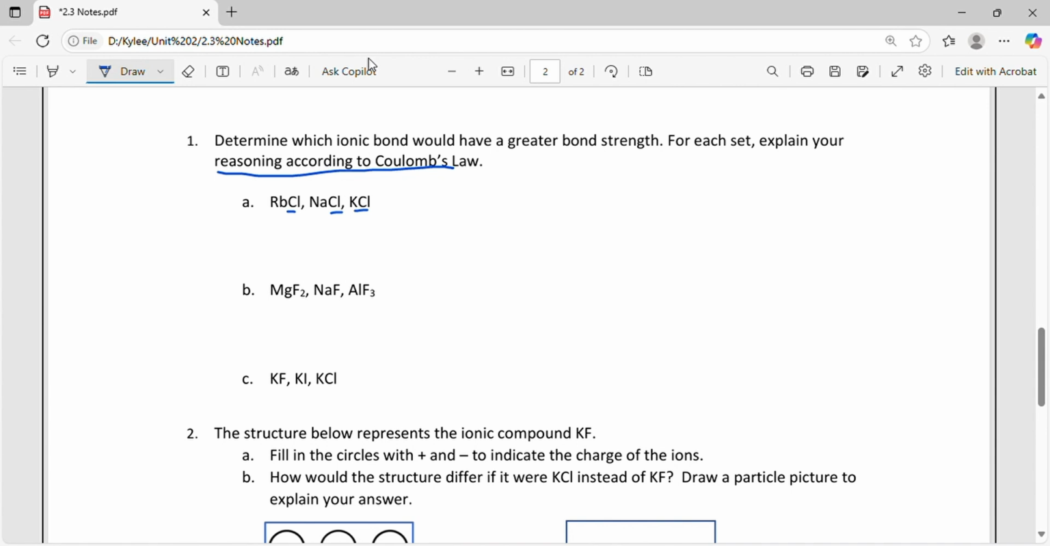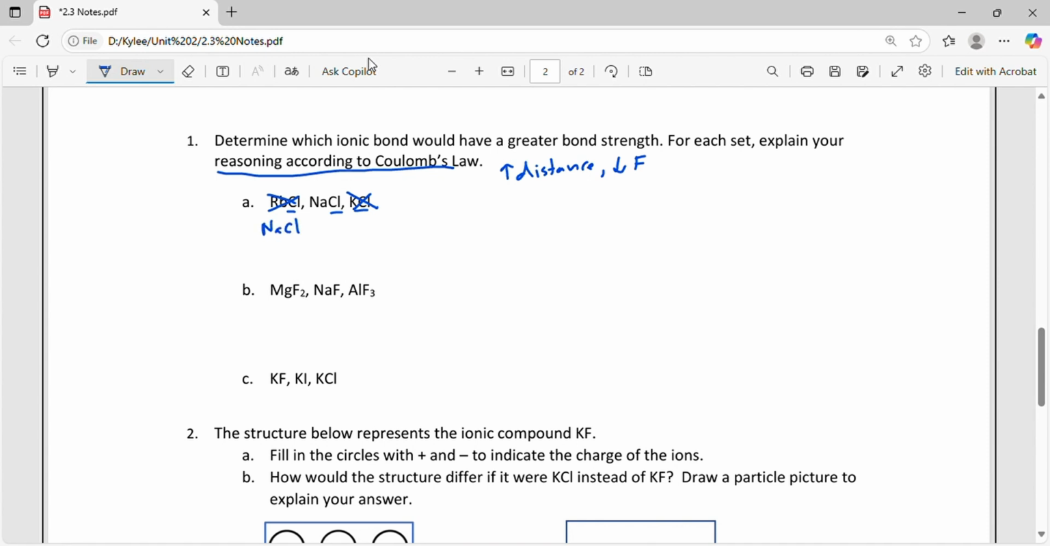So I'm going to look at the positive cations here, and I have sodium, potassium, and rubidium. Well, remember, with Coulomb's law, distance, aka the radius, plays a role. If I increase the distance, then I'm going to decrease the force. So the one with the largest radius is going to be rubidium. So I can go ahead and get that out of that. And then between sodium and potassium, potassium is bigger. So according to this and Coulomb's law, it's going to be sodium chloride.